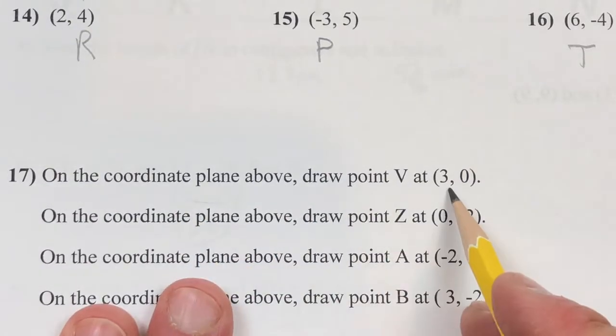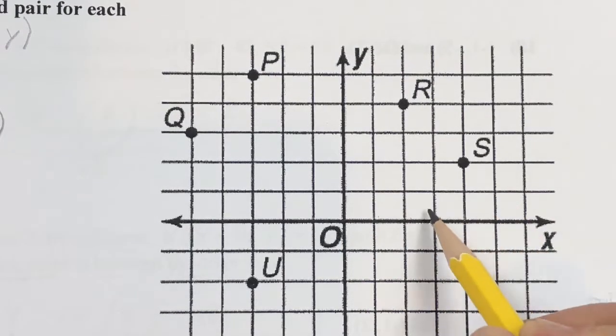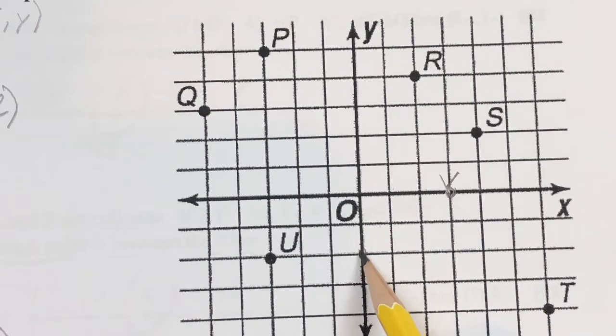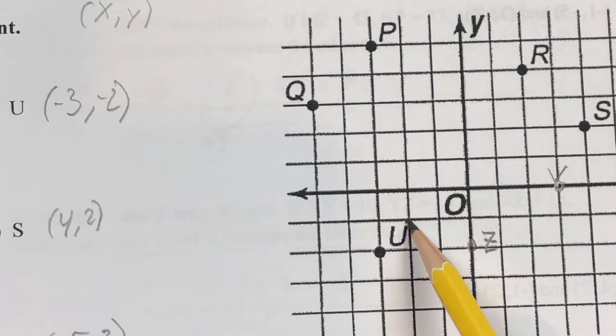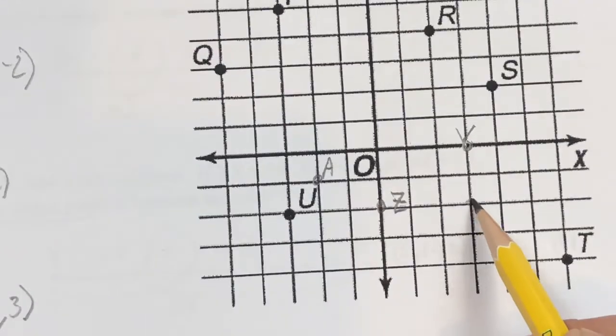All right, for number 17, you're going to locate 3, 0, which ends up being right on the x-axis because you don't go up any, so V is on the x-axis. And the second one is 0, negative 2, so this will be on the y-axis. That would be letter Z. Then find A, and also find B at positive 3, negative 2.